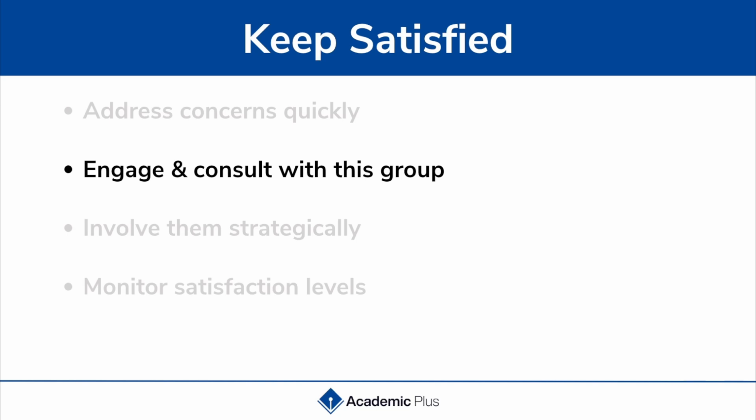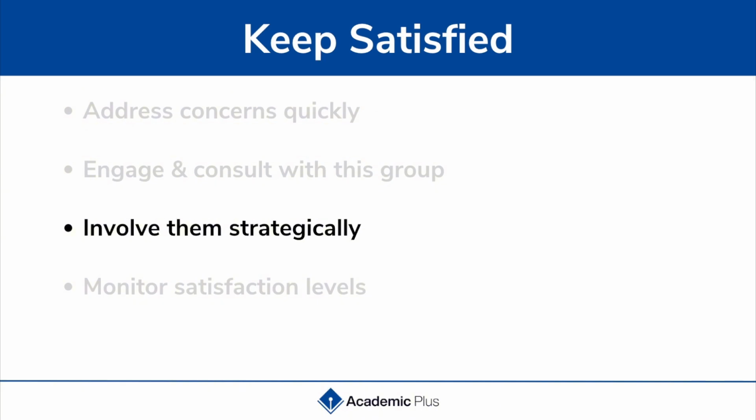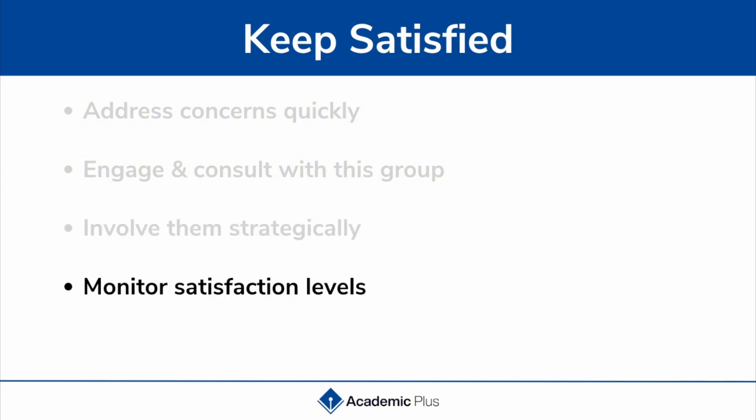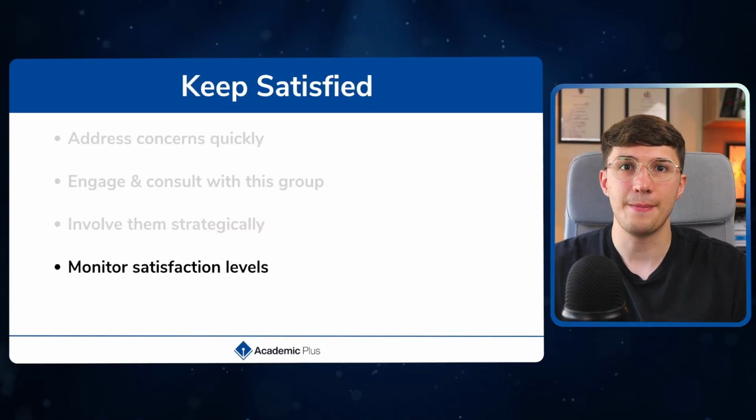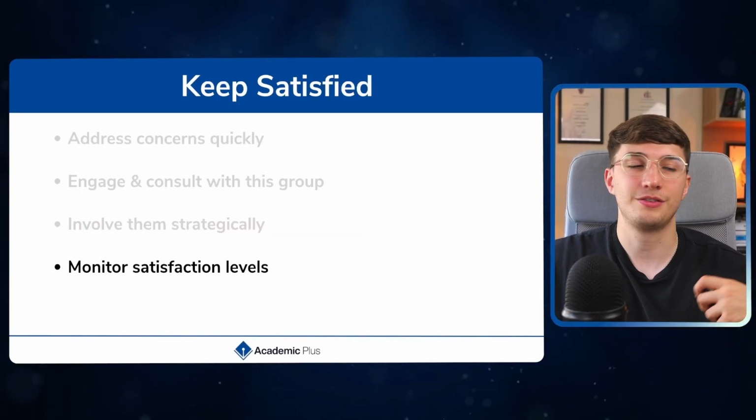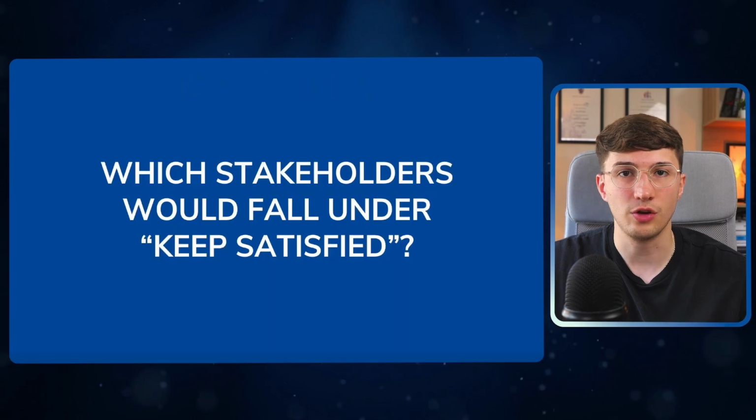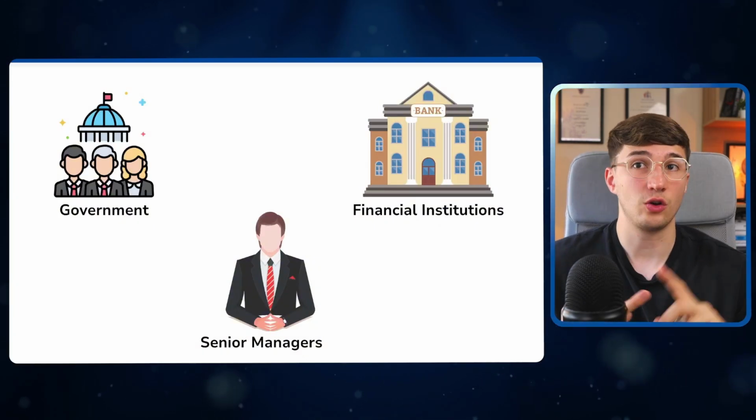So it is important that we engage and consult with this group who, once again, just make sure that they're happy. Make sure that we understand what decision they want to be made. So involving them strategically and obviously monitoring their satisfaction levels. So even though they won't necessarily be impacted by the decision, we want to see, are they happy with the stuff that we're doing? And some examples could be the government.